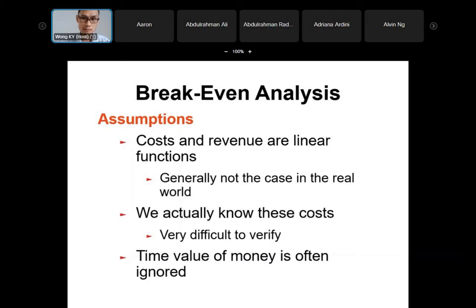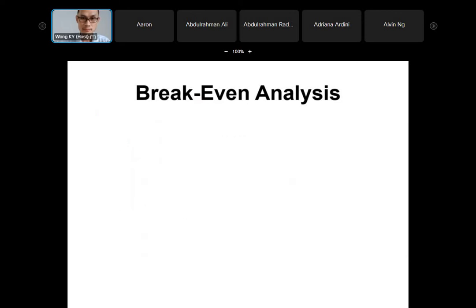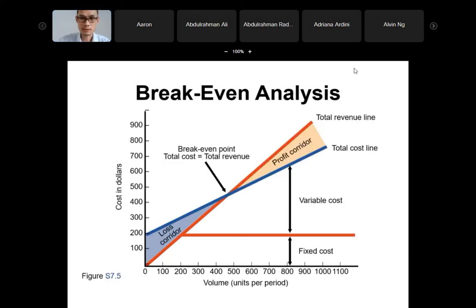But generally, this may not be the case in the real world. In the real world, cost can fluctuate, revenue can also fluctuate, and the fluctuation could be random. So in the real world, you may not get a straight line, you may get certain fluctuation. But for analysis purposes, for mathematical modeling purposes, we assume that all these are straight lines.